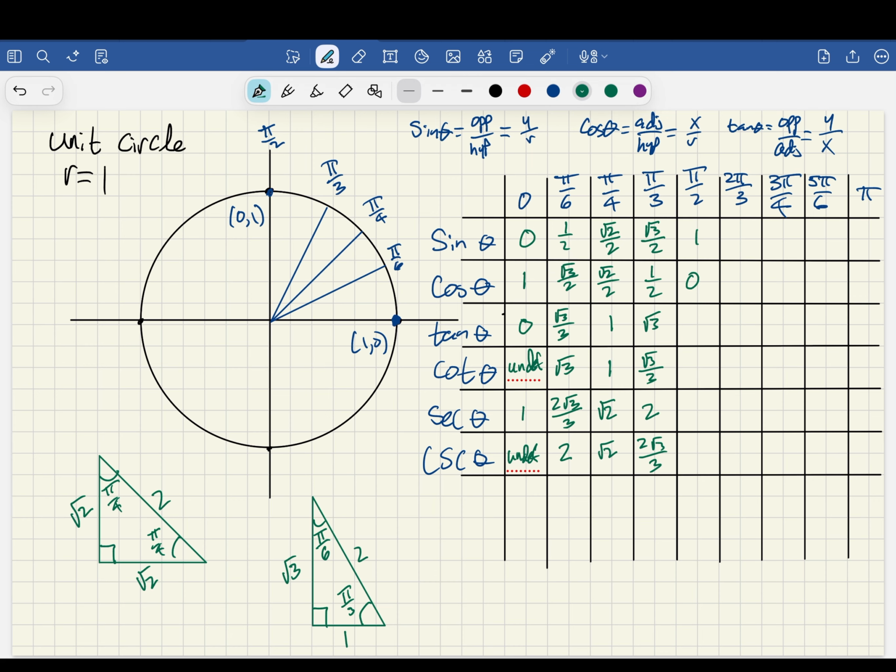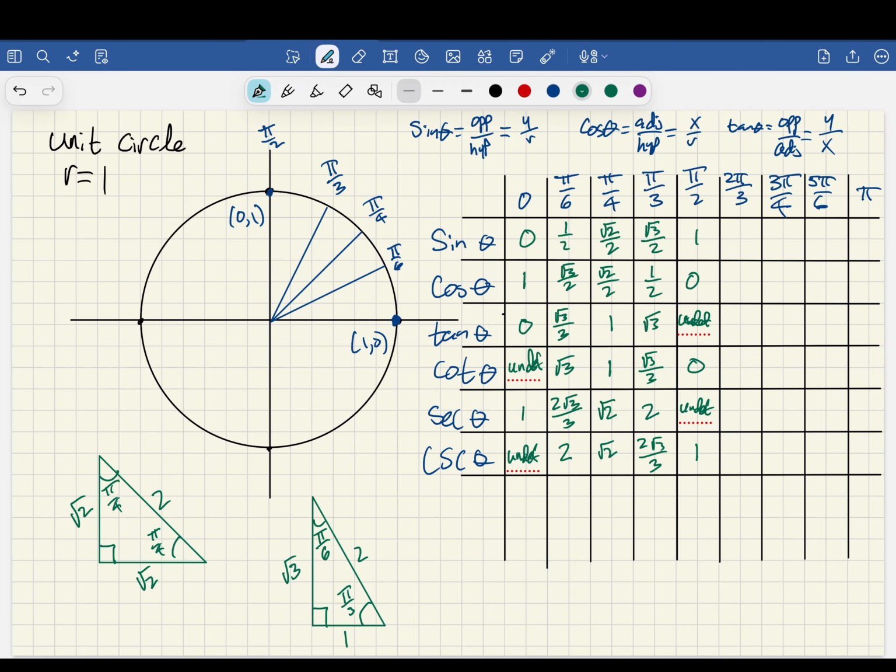The tangent function value would be y over x, which would be 1 divided by 0, or undefined. The cotangent would be x over y, 0 over 1, so 0. The secant would be r over x, 1 over 0, which would be undefined. The cosecant would be r over y, 1 over 1, or 1.